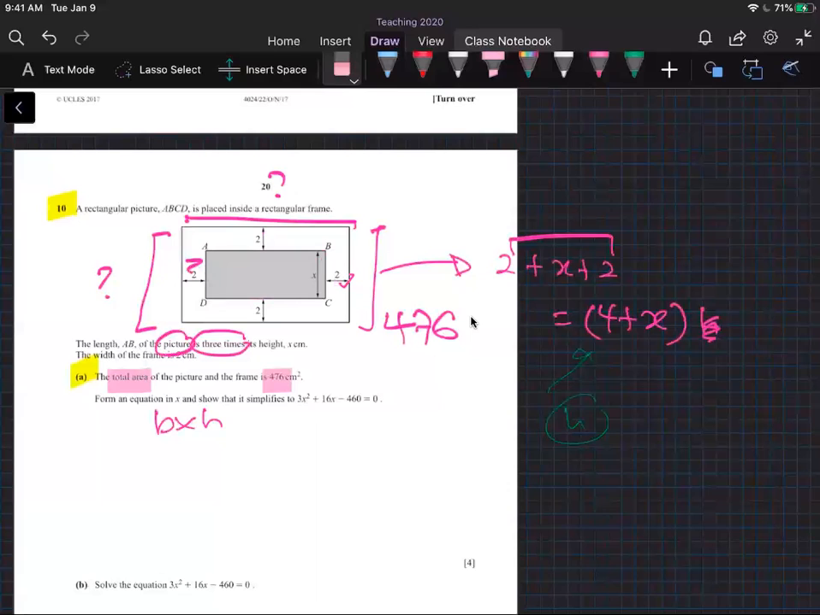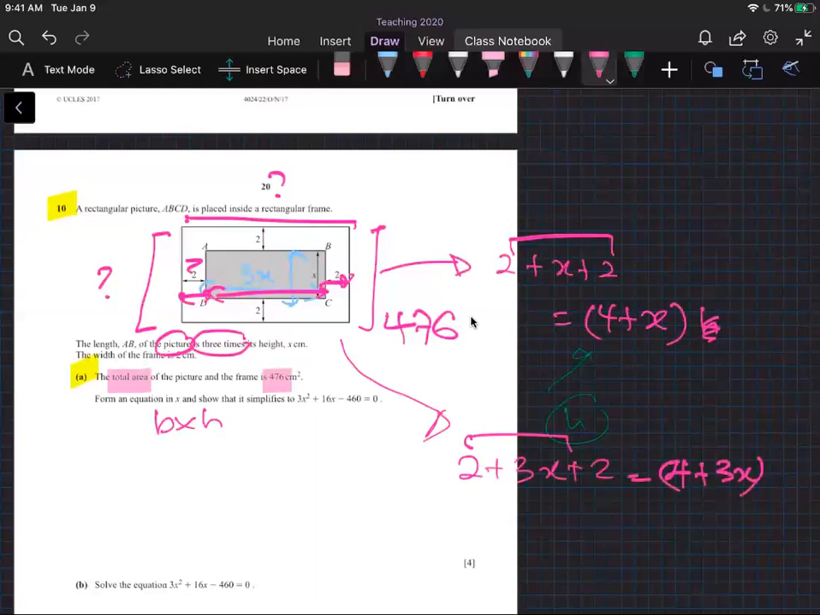So, maksudnya, yang bahagian sini adalah 3X. Pasal katanya 3 times height-nya. Okay, so now we know that this length here is 2 plus 3X plus 2. So, sebab kemarin, 2 plus 3X plus 2, ini dapat dicampur lagi. So, 4 plus 3X. This is the base. Okay, so all you have to do is kali saja.